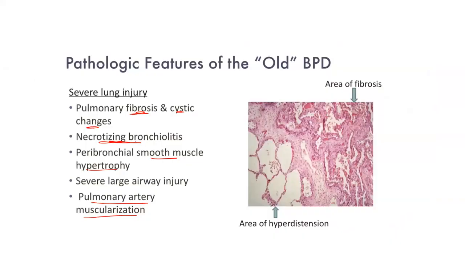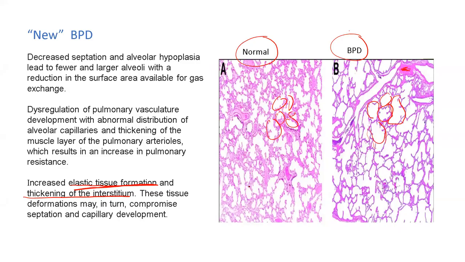So you can see the difference between the old picture, with fibrosis, hypertrophy, and many inflammatory markers, versus the new one with fewer inflammatory markers, less septation, and a wide gap. And that's the board question, by the way: decreased septation, alveolar hypoplasia, and increased elastic tissue formation. Those are board questions for those who apply for the neonatology board exam.